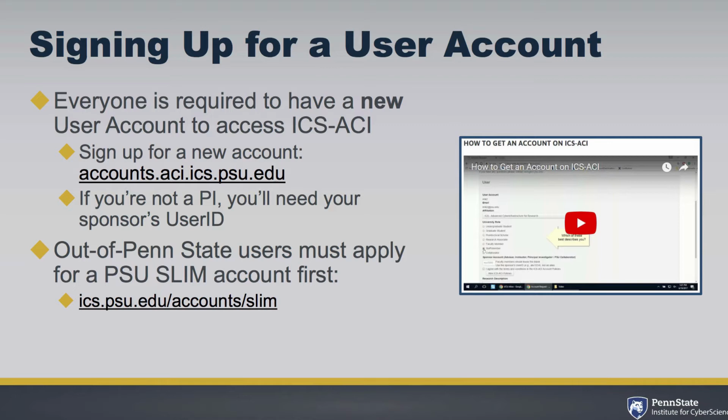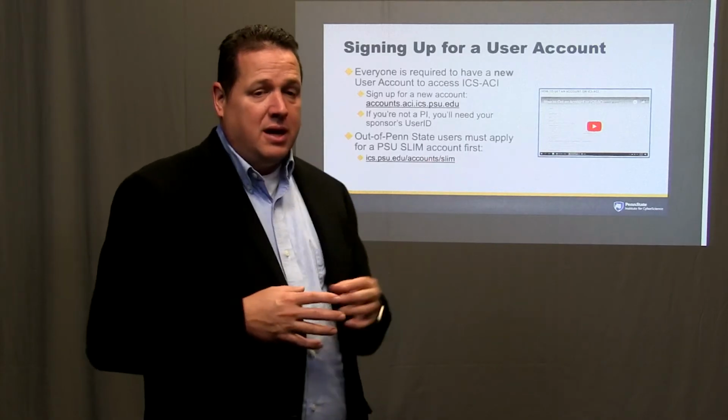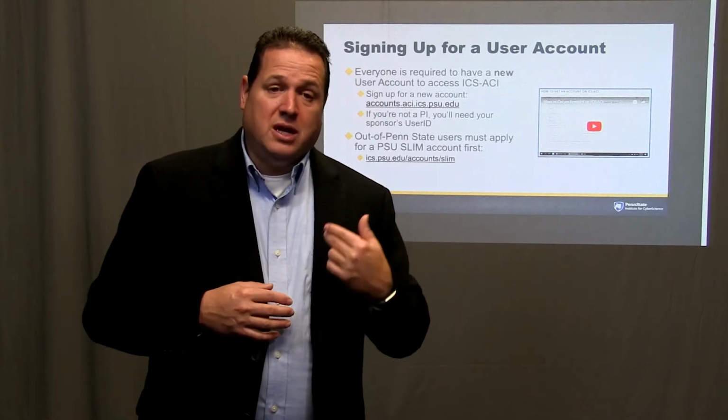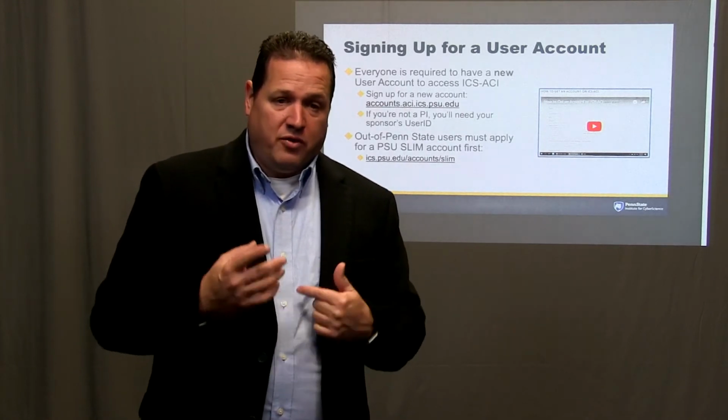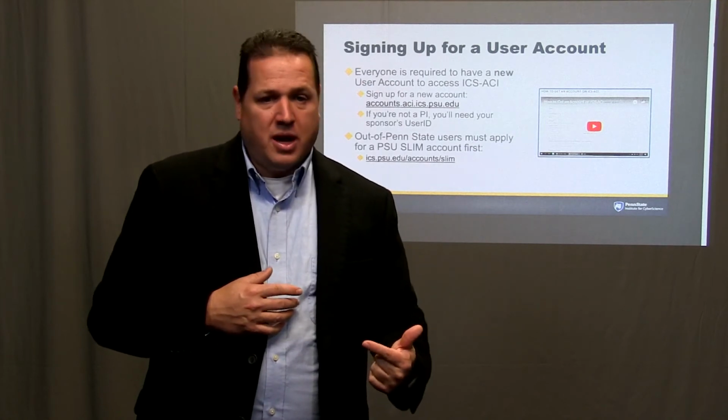Out-of-state users from Penn State, collaborators, if you don't have a Penn State PSU ID, you must first apply for one. You can apply for a SLIM account currently on our website. That'll get you access to a SLIM account. And then you would also need to sign up for an ACI account. So if you're a collaborator, first step, get a SLIM account, get a PSU ID.